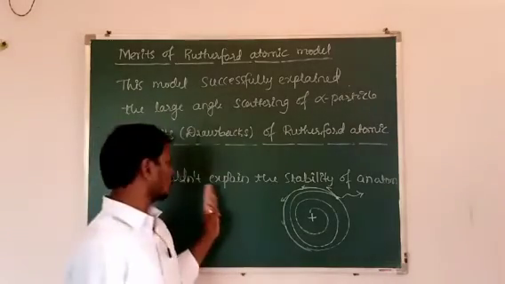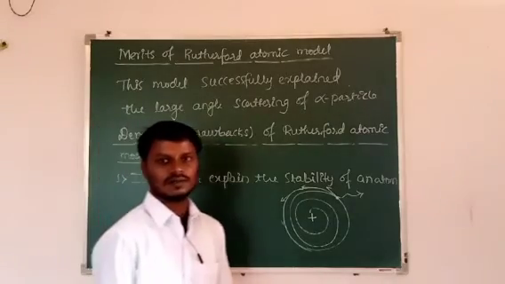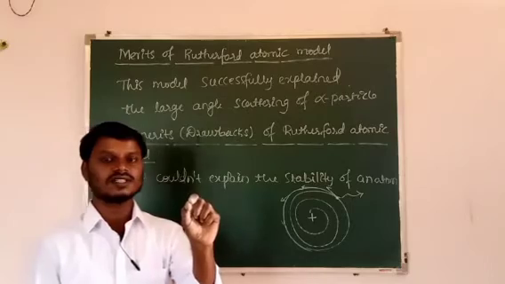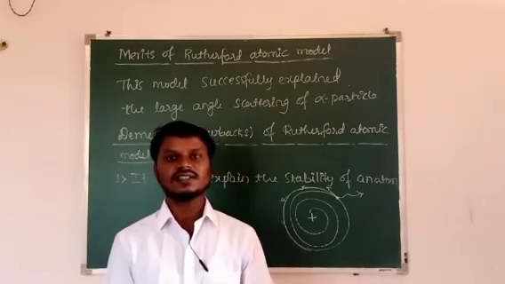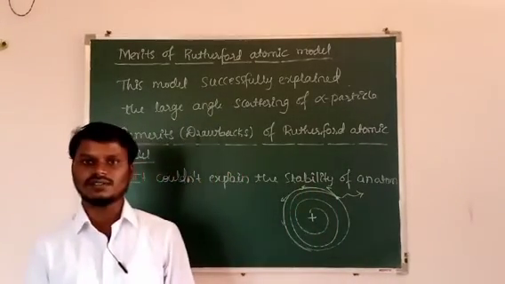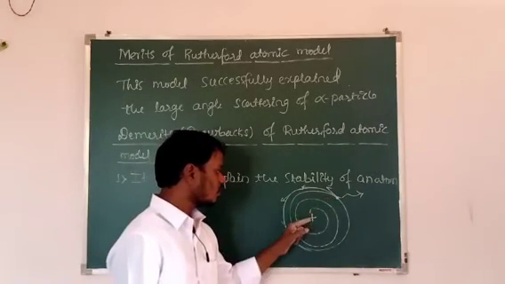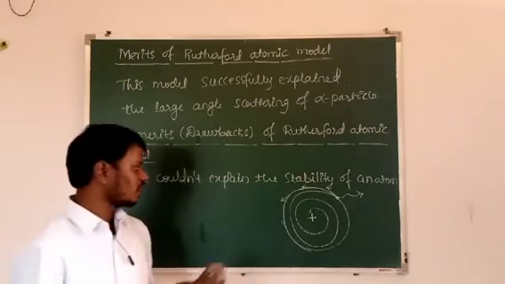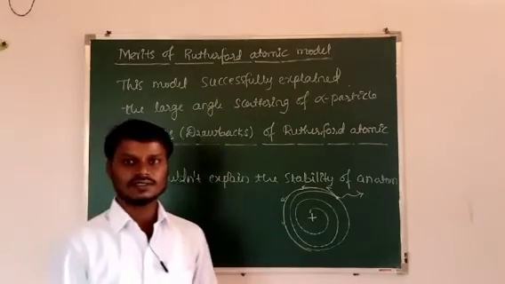Okay, so this is the first demerit of the Rutherford atomic model. Always the electrons revolve around the nucleus in certain orbits. In those orbits they do not radiate energy. When they do not radiate energy, there is no decrease in radius of the orbit of the electron. When there is no decrease in radius, that electron does not fall into the nucleus. This was proposed by Niels Bohr. We will discuss this in Bohr's atomic model.